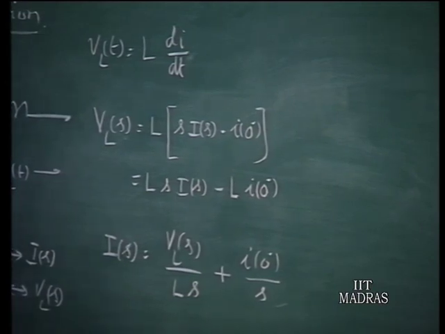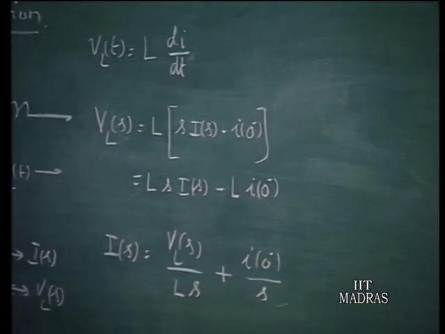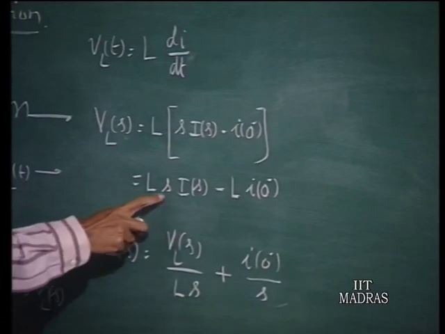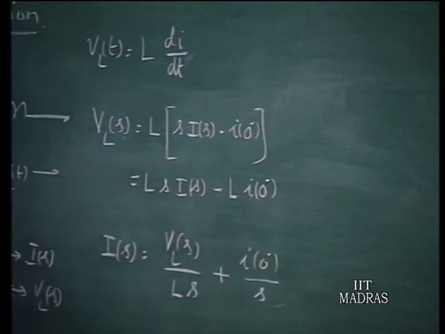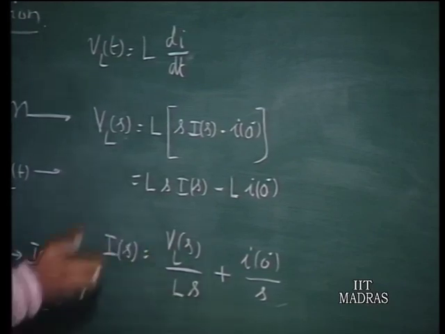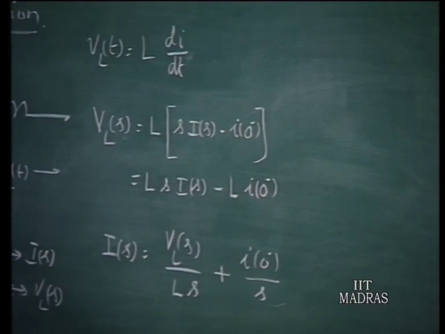That means there is a kind of generalized impedance to the current flow in the transform domain. If a current I of s passes through an inductor, the voltage is Ls times I of s. So Ls can be regarded as the generalized impedance of the inductor in the transform domain. Same thing here also, V_L of s over Ls. So 1 over Ls can be thought of as the generalized admittance of the inductor.